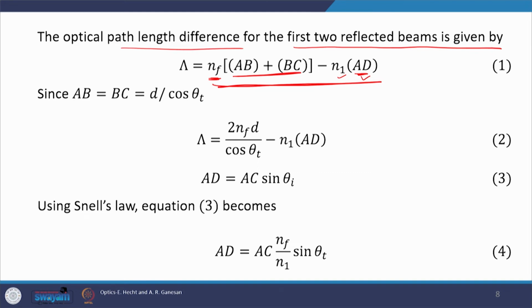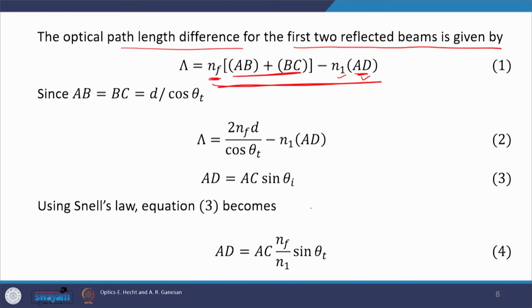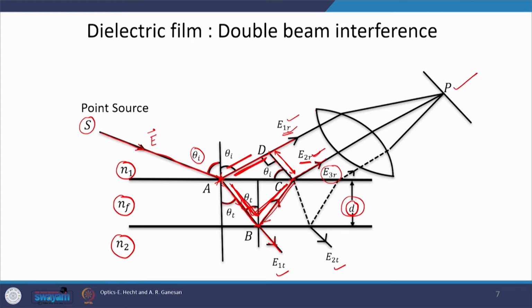Now, from geometry, AB is equal to BC. Since theta t is known and d, the thickness of the film, is known, AB, which is equal to BC, can be calculated using this trigonometrical relation, which is equal to d by cos theta t. Once expressions for AB and BC are known, we can substitute them back into equation number 1, and from there we get equation number 2. Now, the unknown quantity in equation number 2 is AD. How to calculate AD? Let us go back to the diagram.